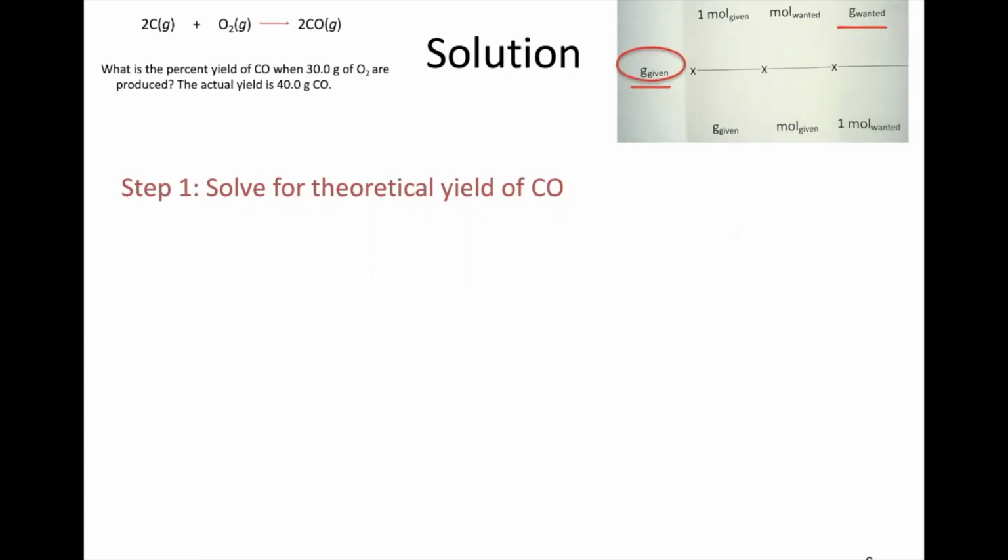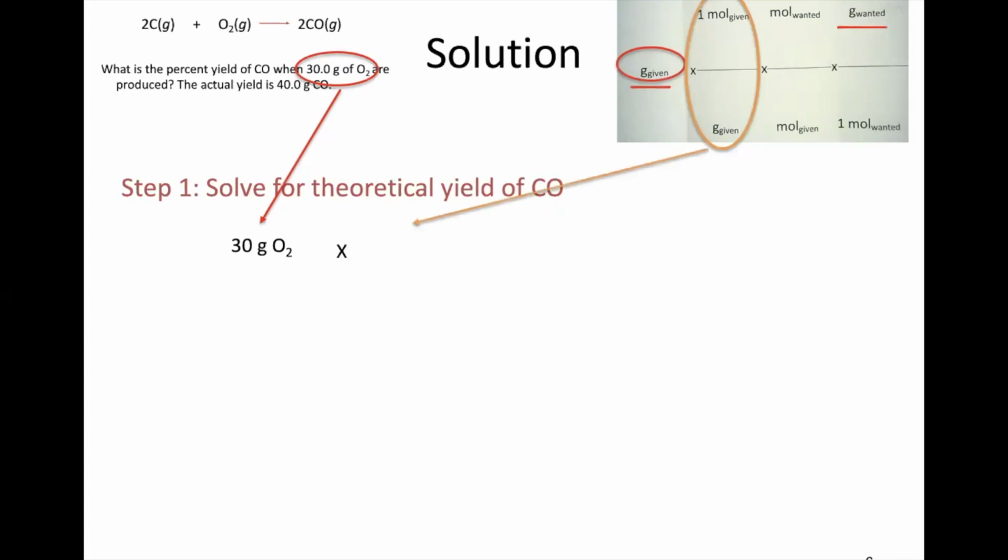So our first step is to start with the given, and we already identified in the last slide what the given was, which was the 30 grams of O2. So you would just write it down, just like we've been practicing. That's your first step, write it down. Then we're going to move on to our 1 mole given over grams given.